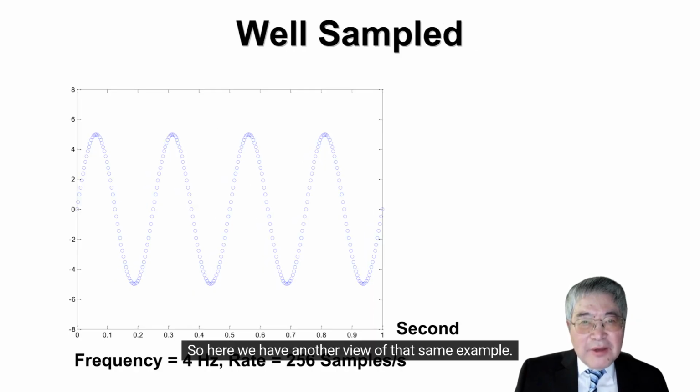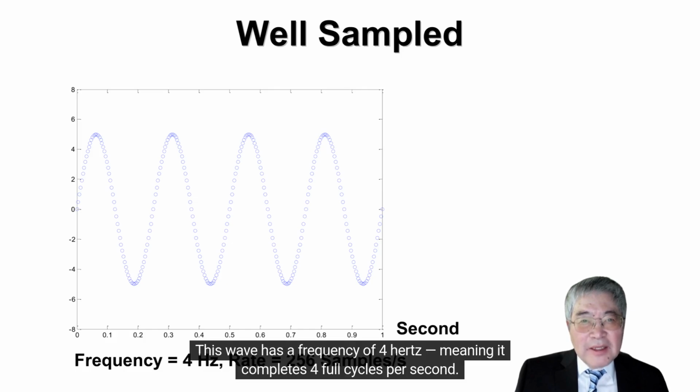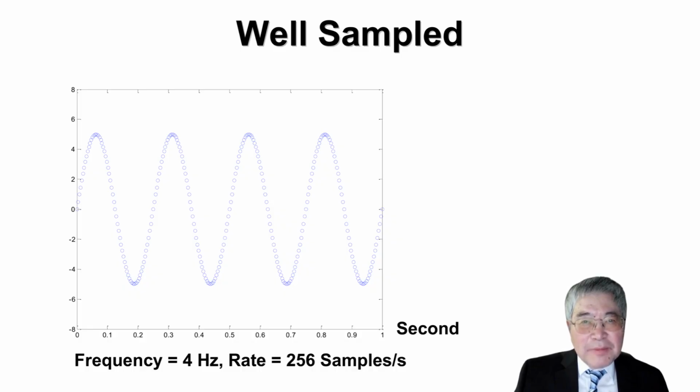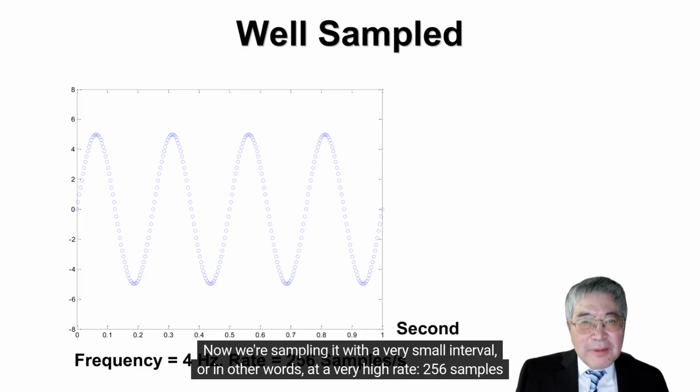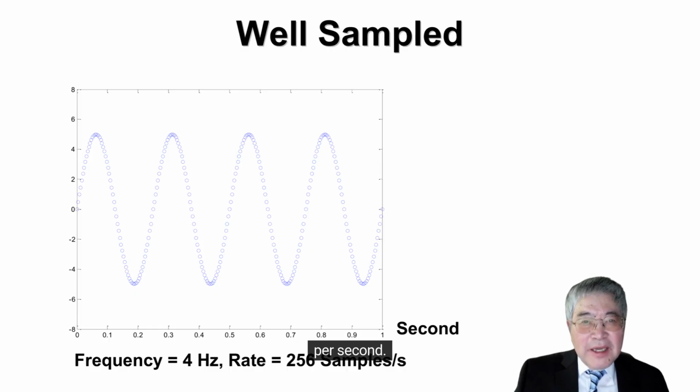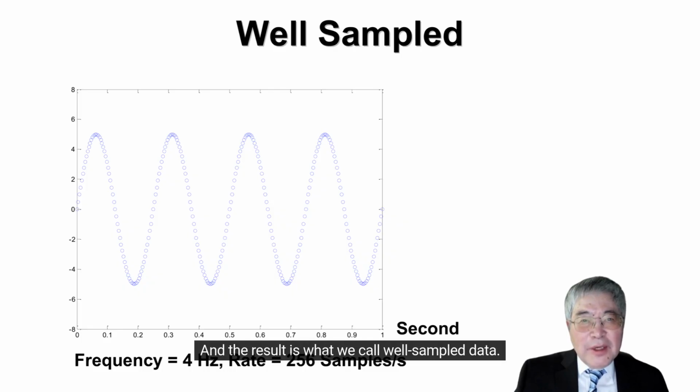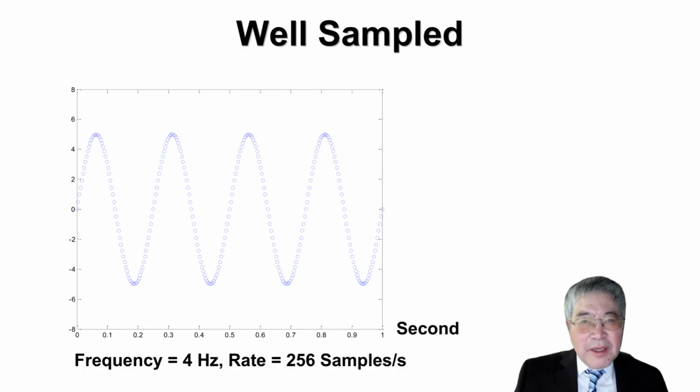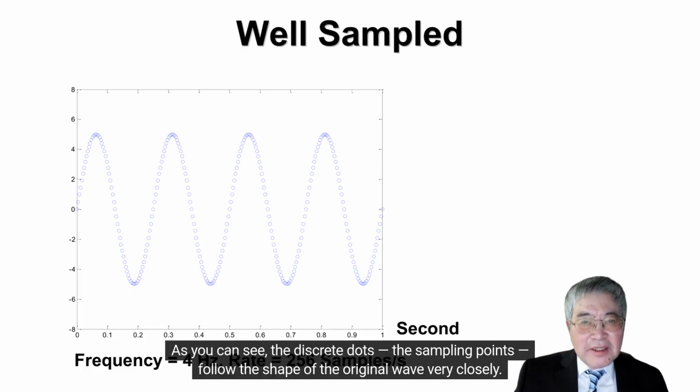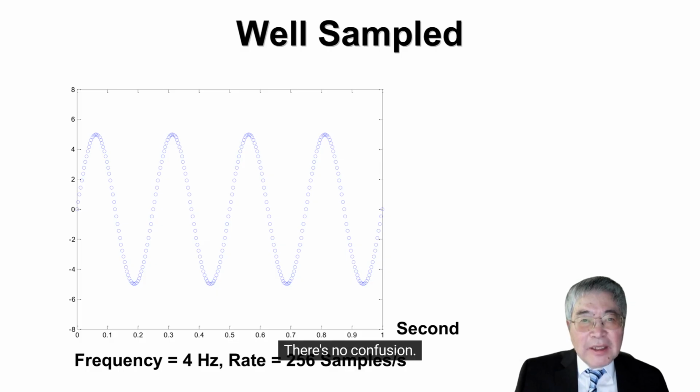So here we have another view of that same example. This wave has a frequency of 4 Hz, meaning it completes 4 full cycles per second. Now we're sampling it with a very small interval, or in other words, at a very high rate, 256 samples per second. That's far more frequent than the wave itself changes, and the result is what we call well-sampled data. As you can see, the discrete dots, the sampling points, follow the shape of the original wave very closely. There's no confusion, no ambiguity, no major information is lost.